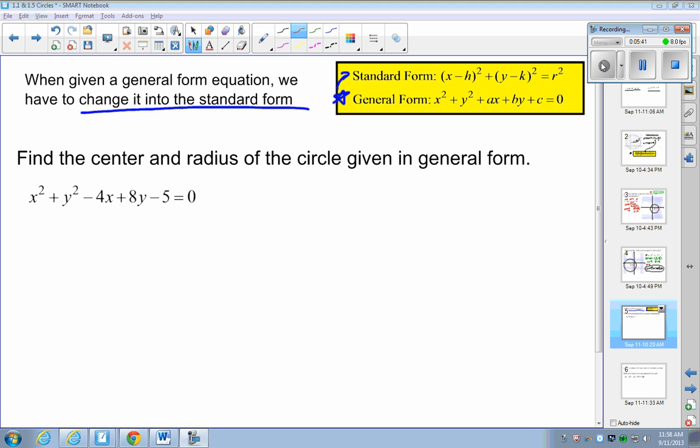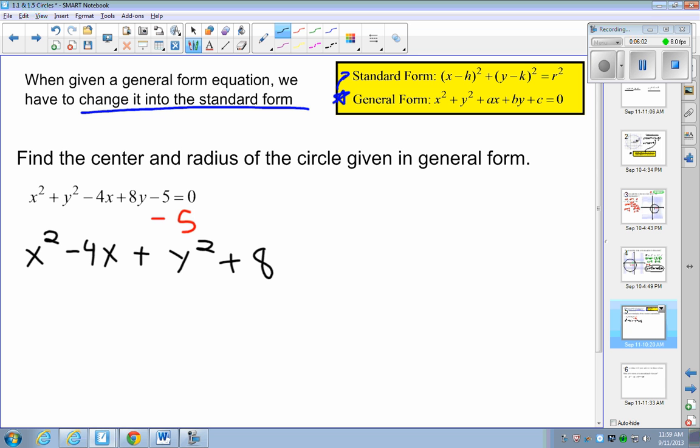And to do it, let's subtract this 5 over first, and let's group all of our x's and y's. So we'll group x squared minus 4x and y squared plus 8y. And that's just going to be equal to 5. Cool. So now we're going to complete the square for the x's. We're going to complete the square for the y's. Right there, I left out that y onto that 8. So just make sure you have that written down.